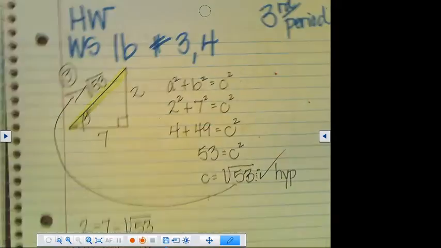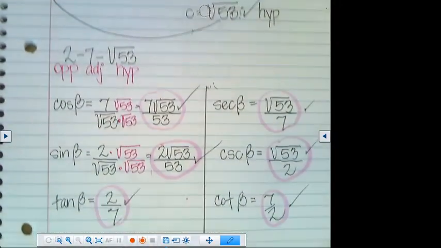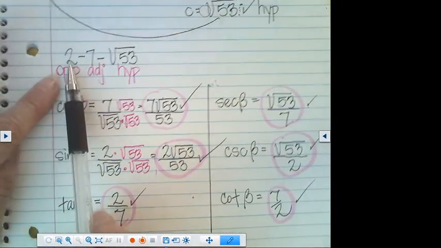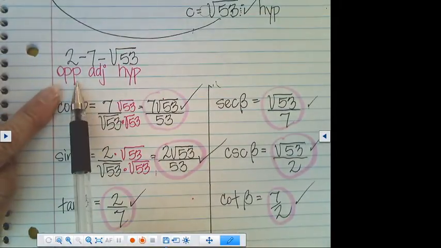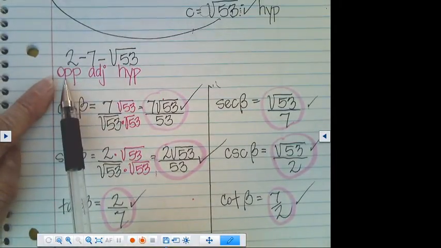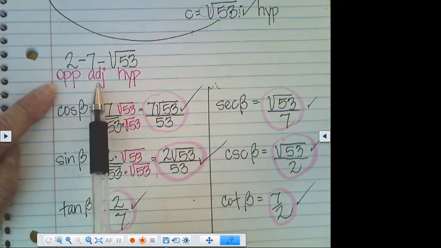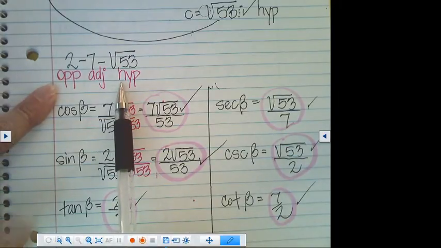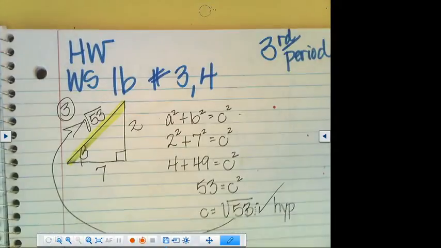All right? Now, the next thing I like to do is simply write the values from least to greatest. We have lengths of 2, 7, and our square root of 53. And then I label them according to where my reference angle is. So 2 is the opposite side, 7 is the adjacent side, our hypotenuse is square root of 53. Okay, here we go. Ready? You want to copy all that?